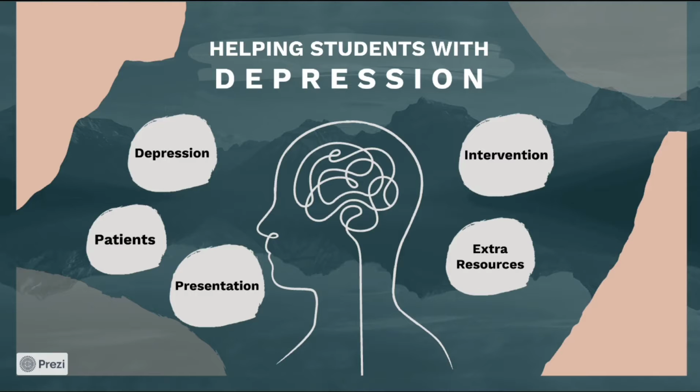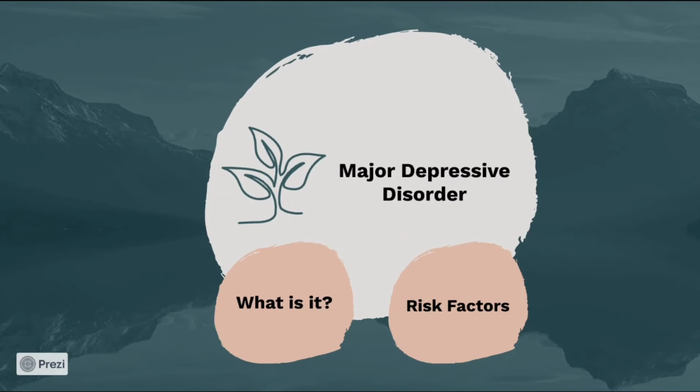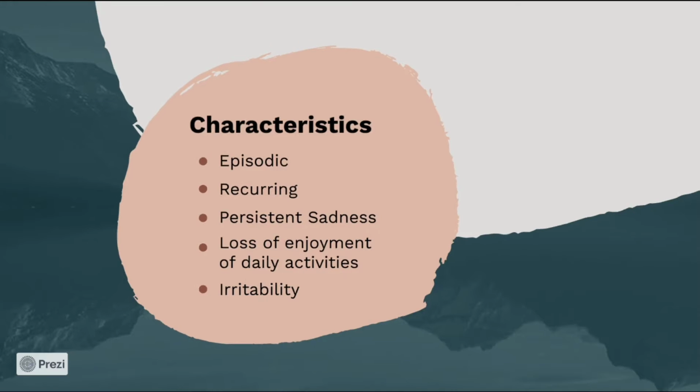Depression is actually an umbrella term for all types of depressive disorders, but in this video we will be focusing on major depressive disorders. Major depression is an episodic, recurrent disorder characterized by persistent and pervasive sadness or unhappiness, loss of enjoyment of everyday activities, and irritability.